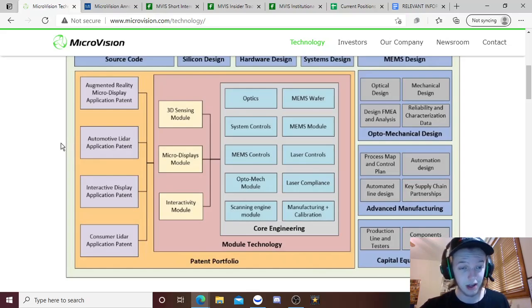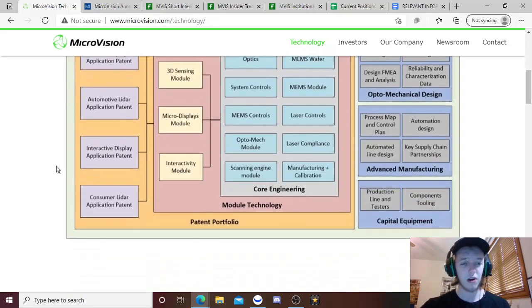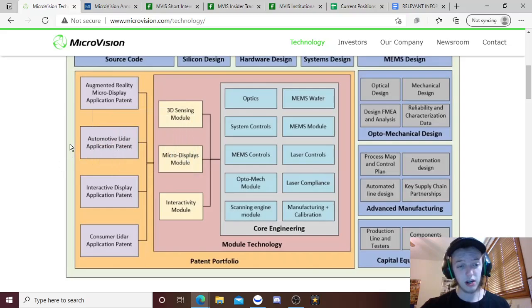The future has a lot of advanced technology. The technology is not done being innovative. So autonomous vehicles, LiDAR technology is going to help with that, in my opinion. And a lot of companies may buy Microvision out because of that.